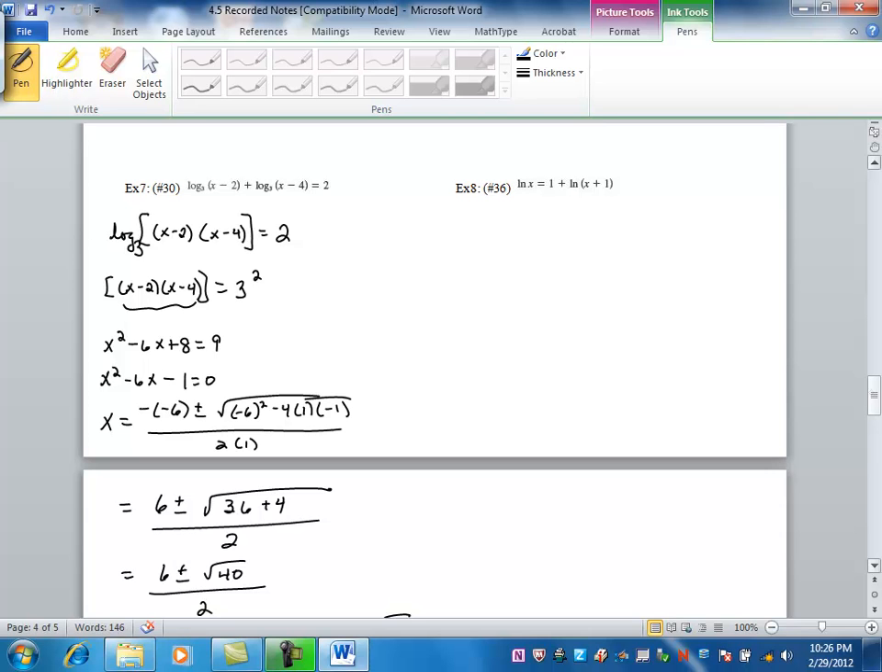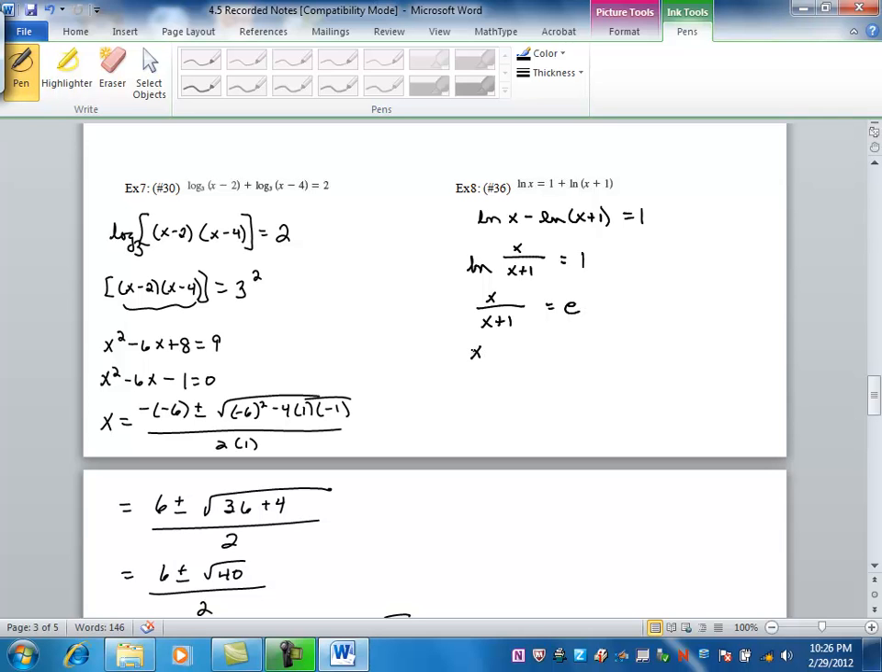Now, if we look at our next example here, once again, one of our terms does not have a log associated with it. That's okay. This becomes the natural log of x minus the natural log of x plus 1, and this equals 1. We know that the difference of two logs becomes the log of the quotient. So the log of x over x plus 1 equals 1. We know here that we've got a base e, so x over x plus 1 equals e.